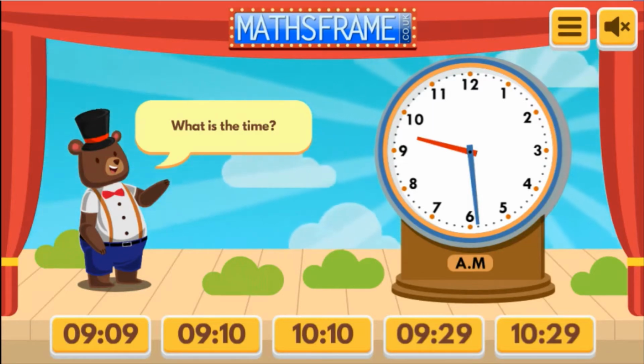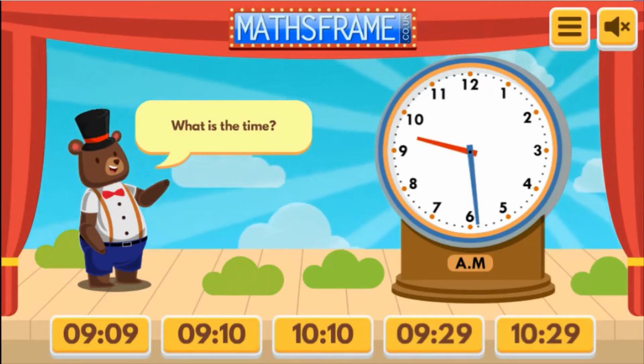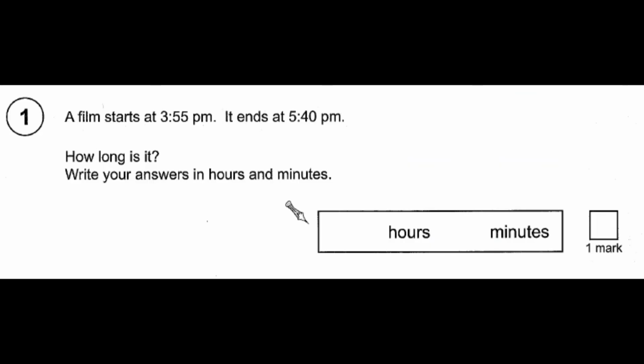Okay, we're going to have a look at a couple of the questions that were in your book now. So the question you can see on the screen is from your CGP book. It says a film starts at 3:55 p.m, it ends at 5:40 p.m. How long is it? So you have to write down in hours and minutes the duration of the film, so how long the film is. Now I'm going to work through a similar problem with you on paper. I'm not going to do this exact one because I'll leave you to do that, but I will do a similar one on paper so I can show you how you could go about working this out.